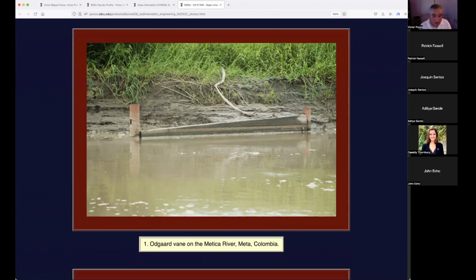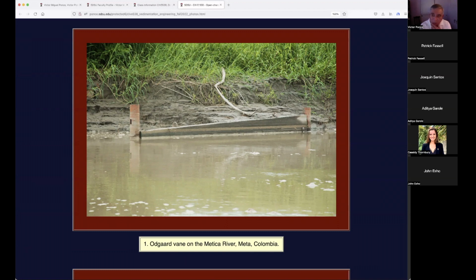In here we have the Odgaard vanes and the Meta River, Meta, Colombia. I happen to be a friend of Carlos Rodriguez, who owns a company in Bogota, Colombia. And he does this for a living. He was a classmate when I was at Colorado State in the early 70s. And he subsequently went to Colombia and founded this firm. I think it's called Hydroconsult. In Spanish, it would be Hidroconsulta. I believe he recently retired, almost at the age of 80. I think he's 2 or 3 years older than I am, so he would be 78.